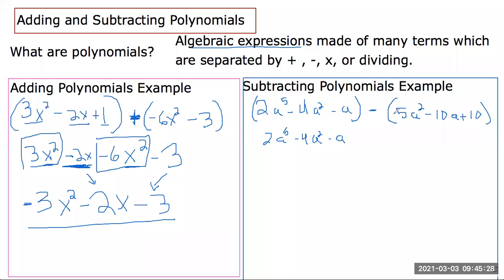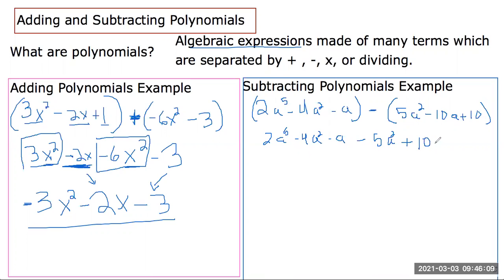For the subtraction, you got to change the sign inside. So inside the parentheses, you're going to change to the opposite sign. So this is a positive a squared. So that's going to become a negative 5a squared, minus 10a. So the opposite of negative 10a is going to be positive. So basically you're changing the sign inside. So this was positive, that became negative. This was negative, that's going to become positive 10a.